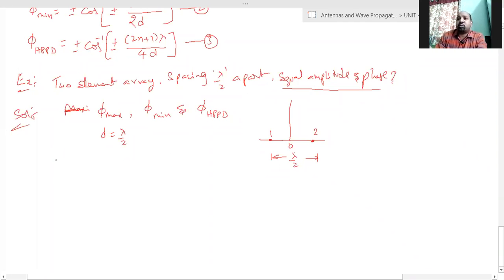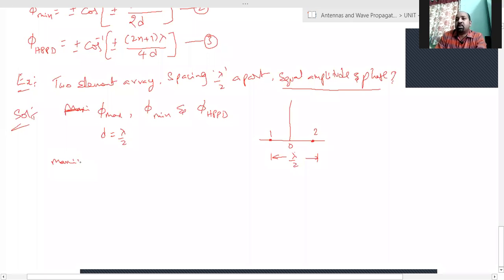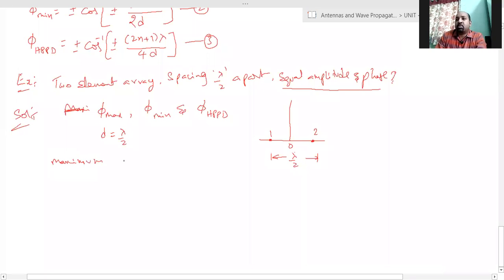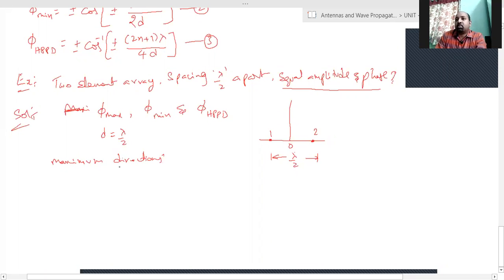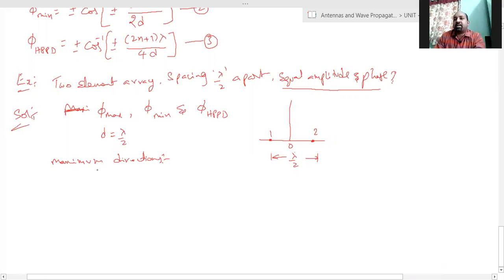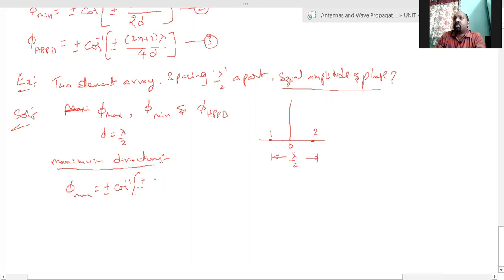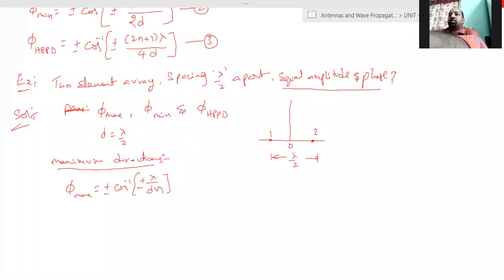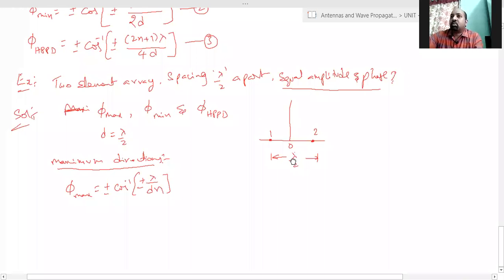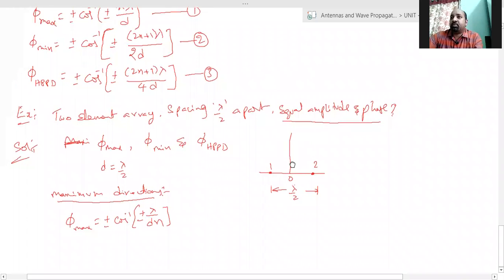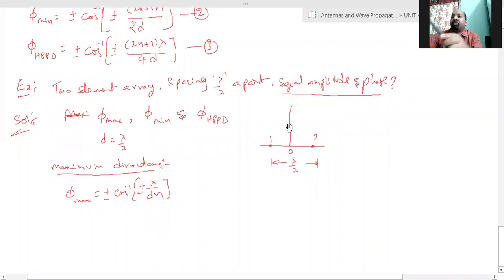Now let us try to determine the maximum directions. So phi max is equal to plus or minus, once again I am writing here, what is that expression? n lambda by d. Let me check. n lambda by d.